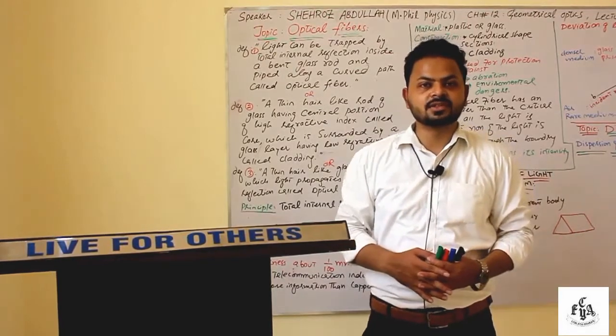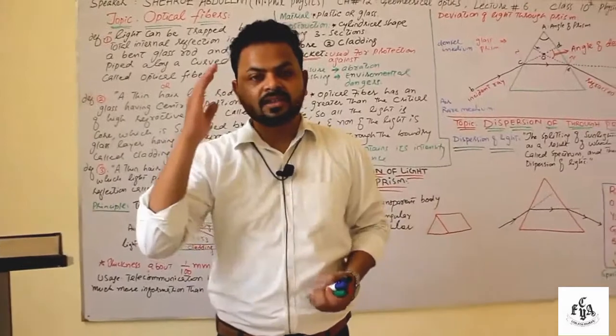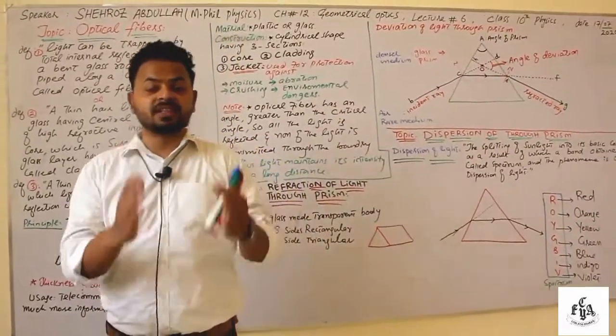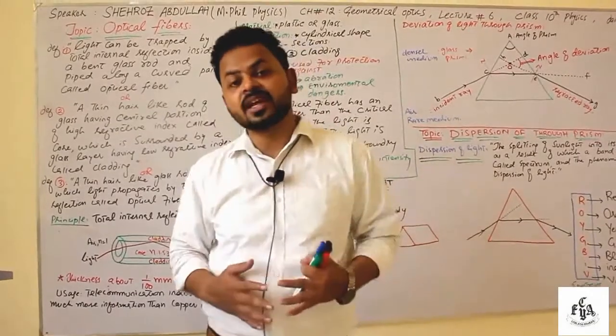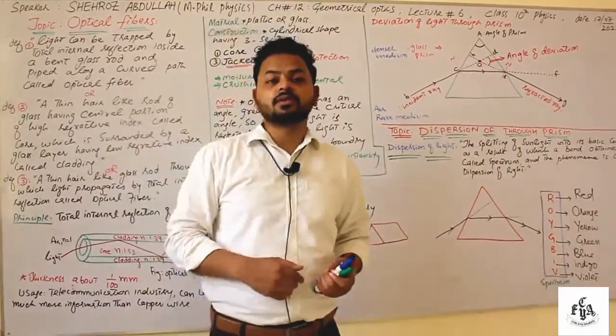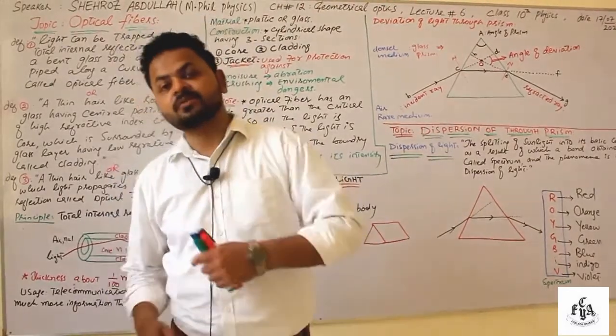Assalamu alaikum, little kids. Today we are going to discuss what optical fibers are, what refraction of light through a prism is, what deviation of light through the prism is, and what dispersion of light through the prism is. This is what we are going to discuss today. We are discussing chapter number 12, Geometrical Optics, class 10 physics, right?